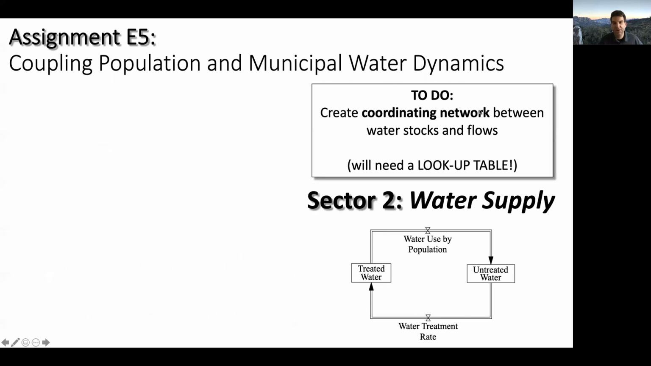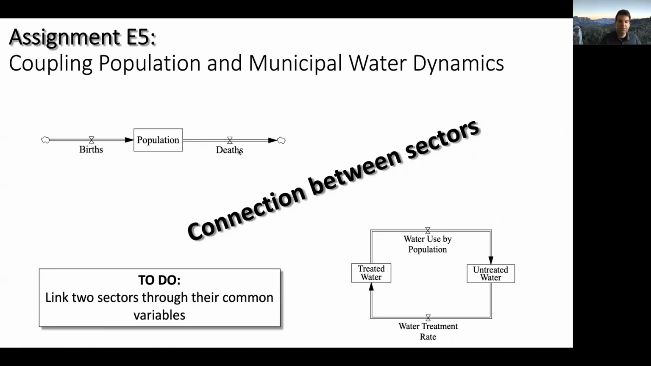But then you'll have to add a coordinating network that, based on the population over here, is going to affect the water use. And then the water treatment rate is going to affect the amount of water available. And that water availability is going to come back and affect this population. So together, we've got these 2 sectors that you're going to draw, and you're going to draw the connection between them. We'll have to link them through their common variables.